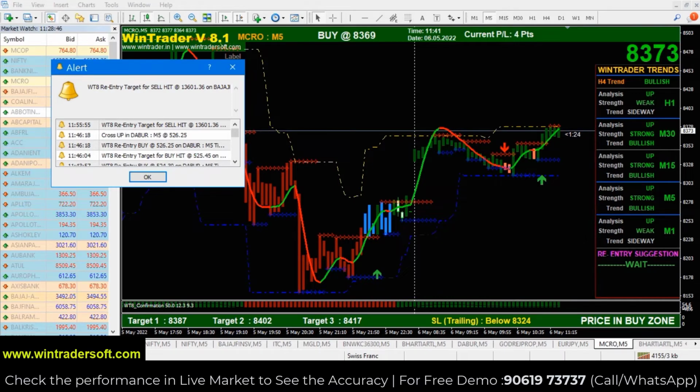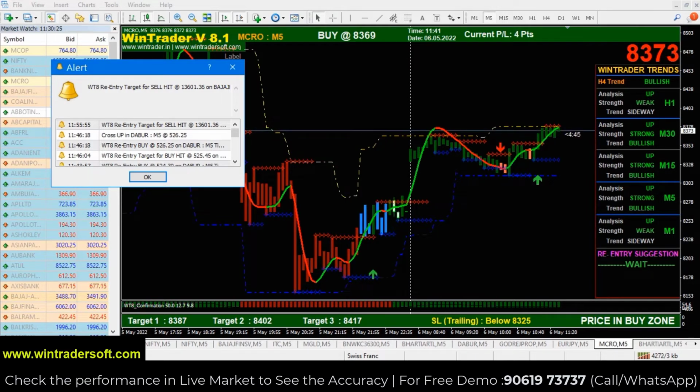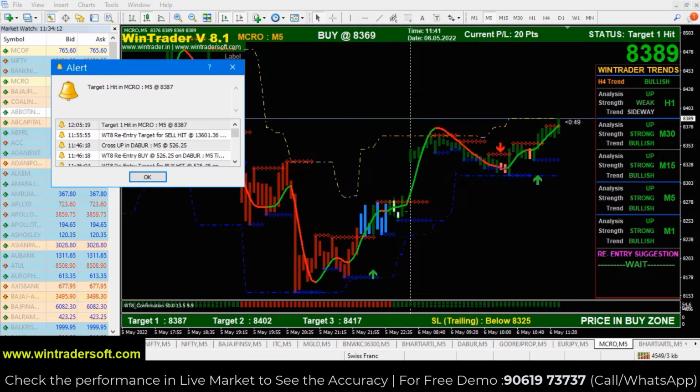We already got a direct entry at 8,369, and our first target is 8,387. So let's wait for our first target. Our first target is 18 points. The second target is 8,402, which means our second target is 33 points, and the third target is 8,470, which means our last target is 48 points in total.